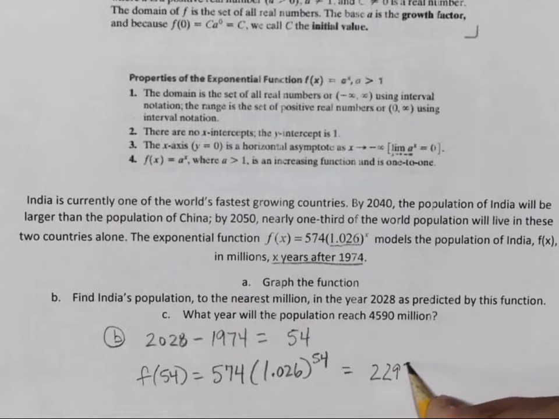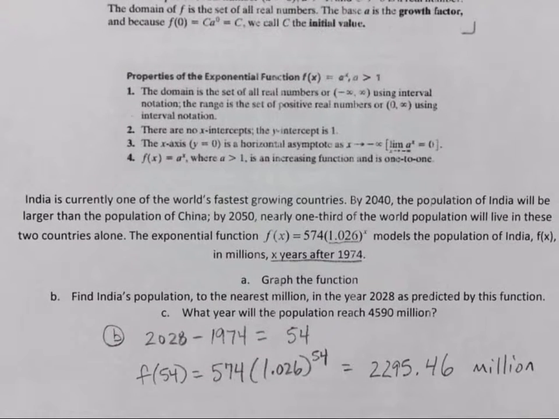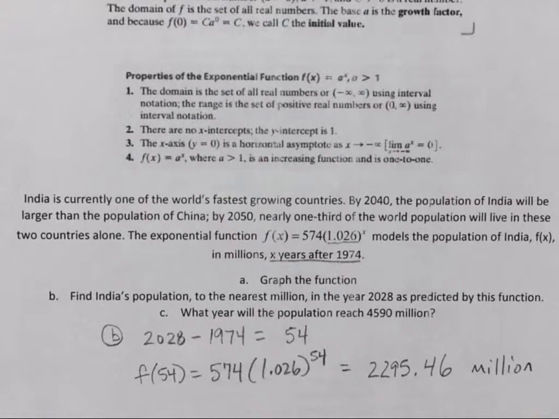So 2295.46 million people. Alright, so the function allows us to make predictions, which you can obviously understand how important that would be for planning purposes. If you're in a city in India or the country of India, you want to be able to plan infrastructure, to essentially carry that many people. So you want to have the carrying capacity available to manage this many people. So that would be a good thing for planning purposes.